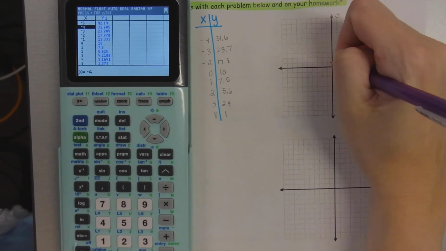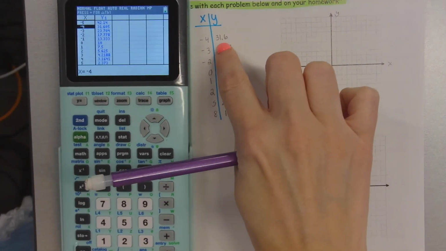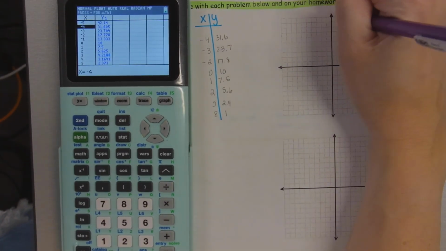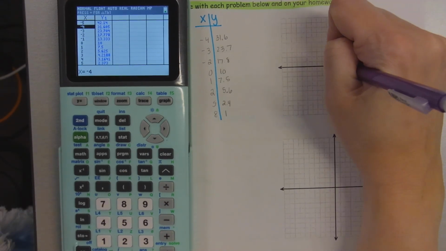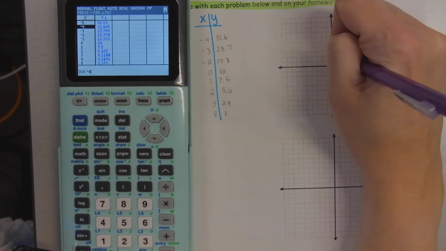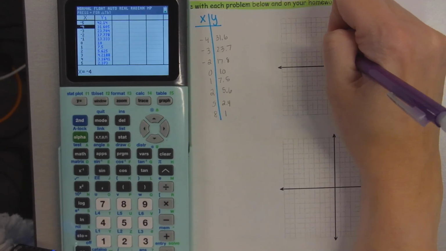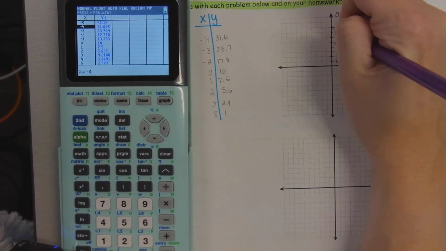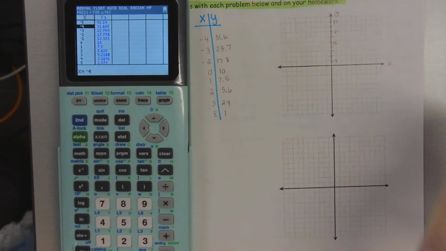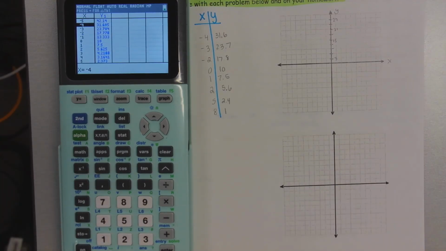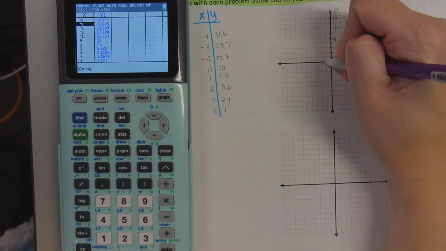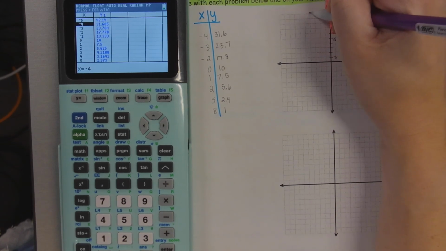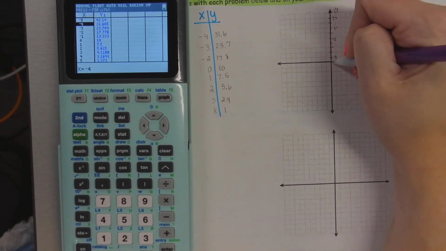So let's see, if I went by 3's, that would get me to 30, and that would be your 31.6, that could be a little bit past that. So I think that's what I'm going to do. I'm going to go by 3's. So 6, 9, 12, 15, 18, 21, 24, 27. Okay, and then we are going to plot those points. That's just a little bit above 30, so that's fine.